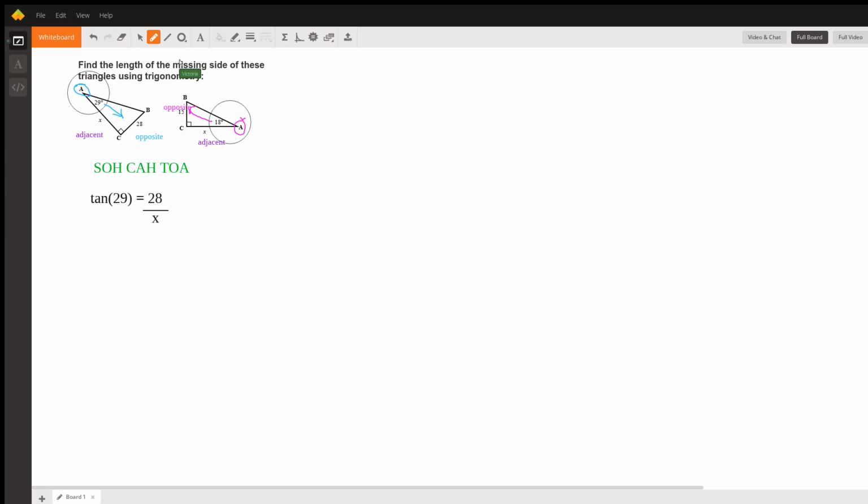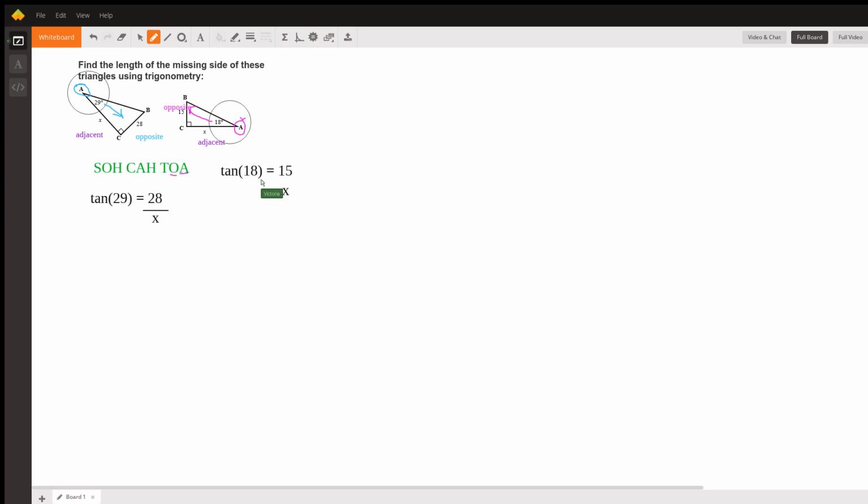And so once again, we have opposite and adjacent. So for the triangle here on the right, we are going to set up another tangent equation. For this one, it's going to be the tangent. This time the angle that we circled is 18, and it's going to equal the opposite, which this time is 15, over the adjacent, which is again X.